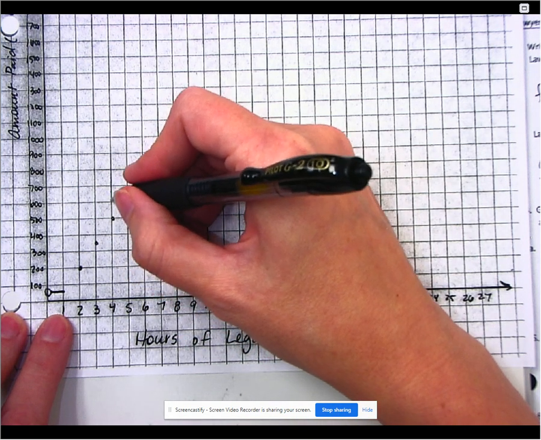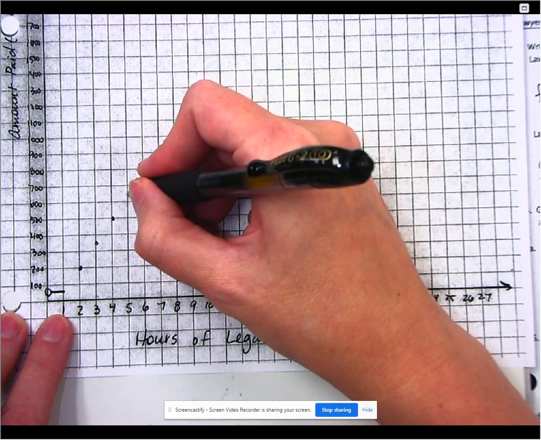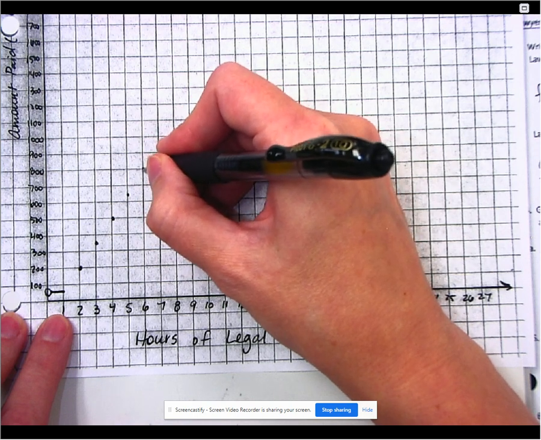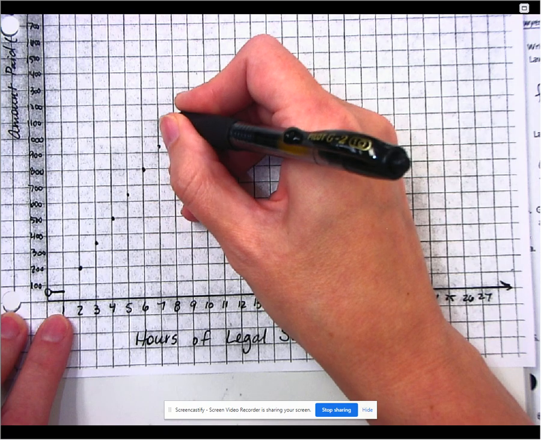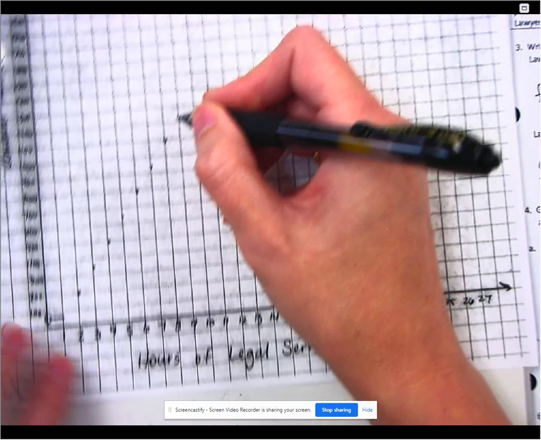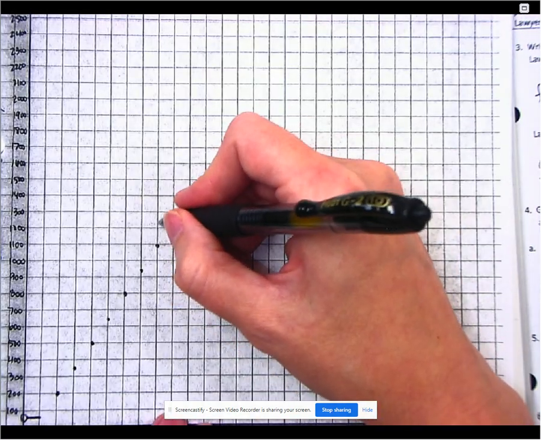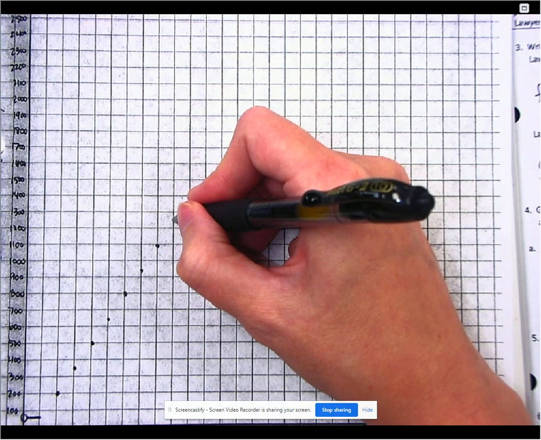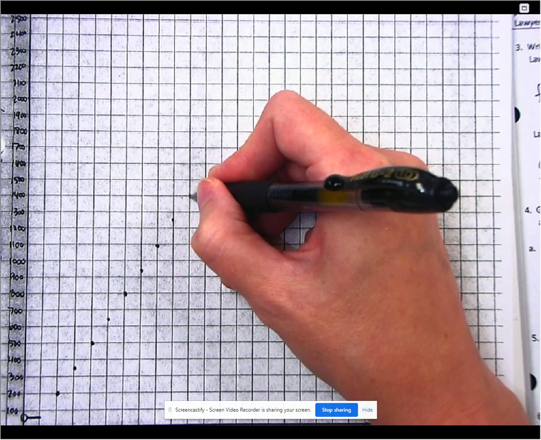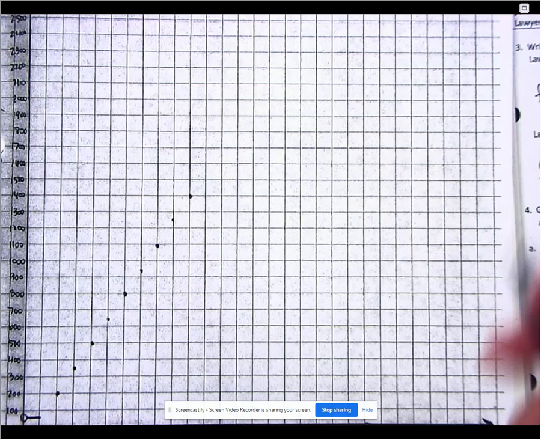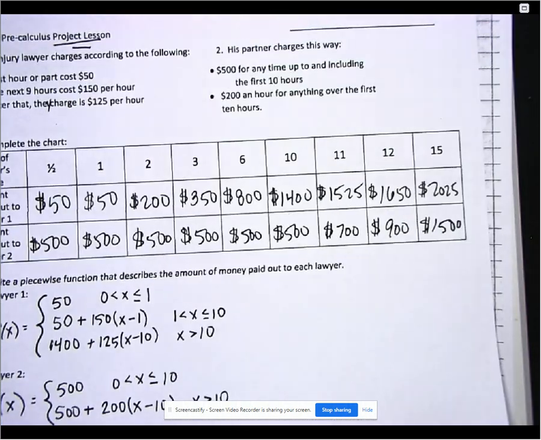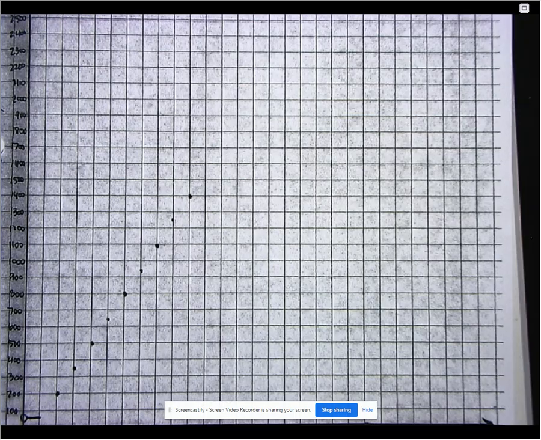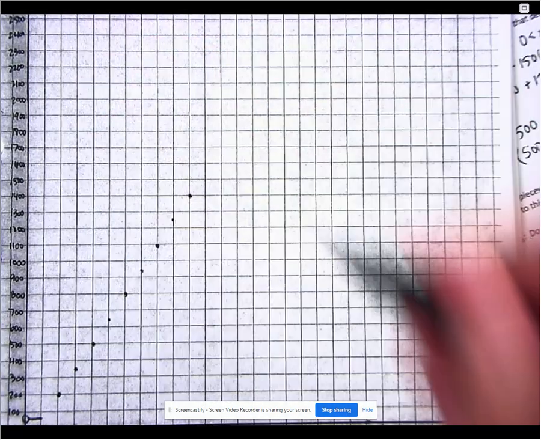So go up 1 and a half, and 1, 1 and a half, and 1. Double check your work at 10. According to my table, at 10, I should be at 1400, and I am, so that's good.